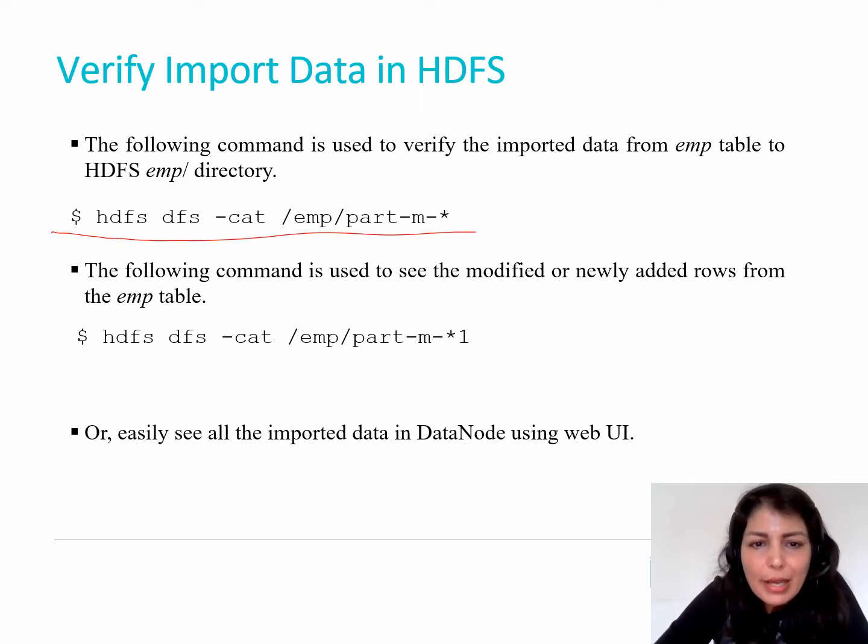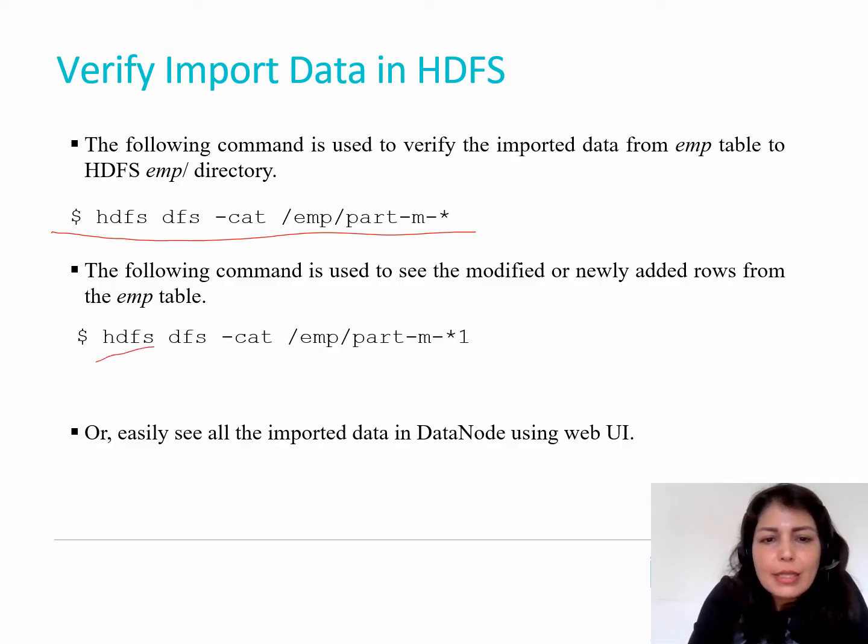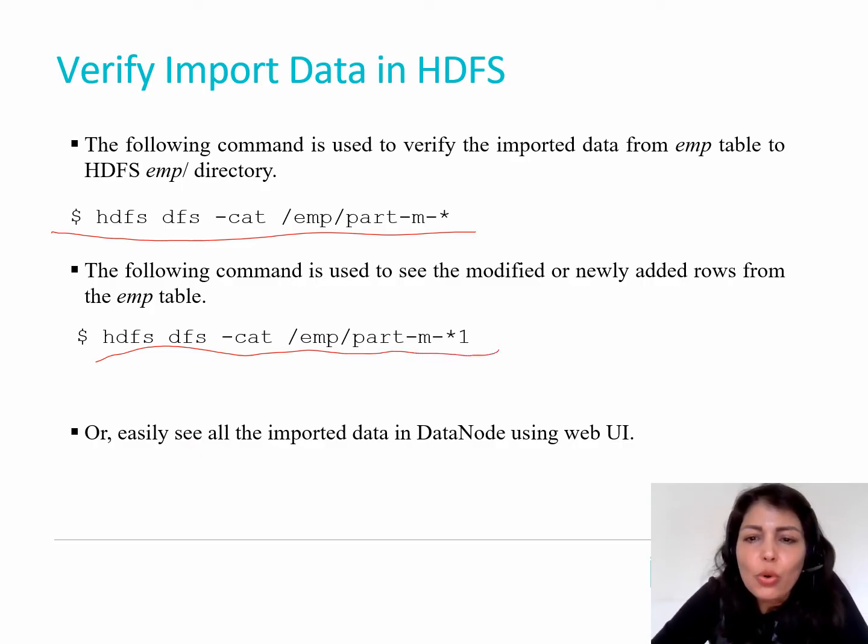hdfs dfs -cat imp part-m. You will go to the imp directory and check the different parts imported. If you use this command, you can see the modified or newly added rows from the imp table, like when you are using the incremental import. This is one way. You can type it in the CMD and of course see the information.